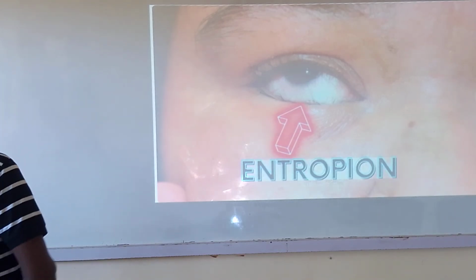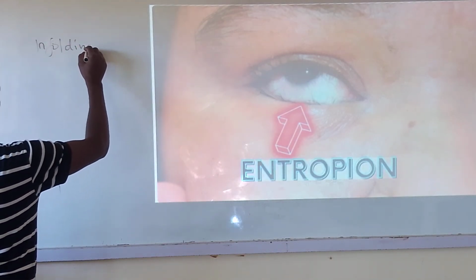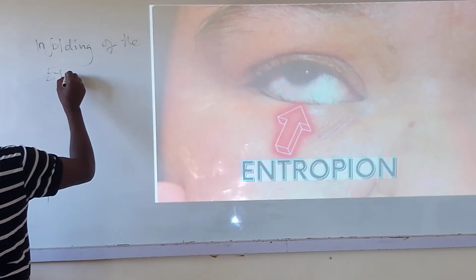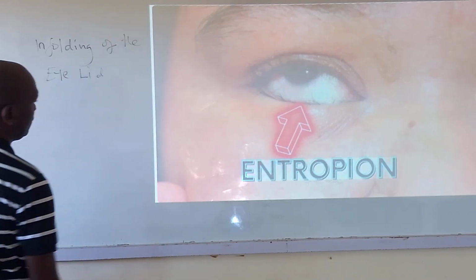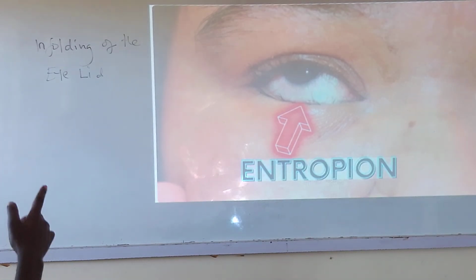Entropion, we said, is the infolding of the eyelid. So when your eyelid falls inward, it's known as entropion.